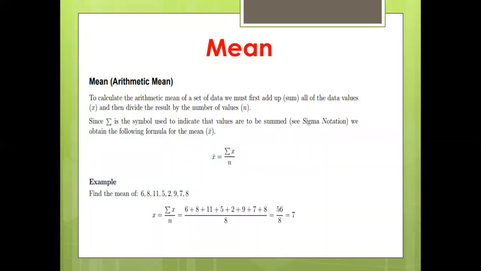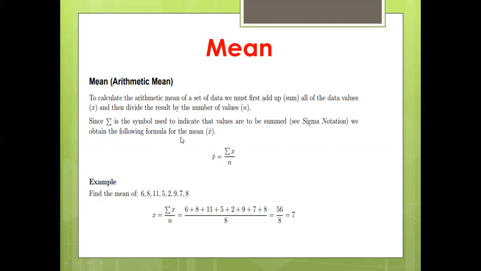First, arithmetic mean. Mean, mode and median are used for ungrouped data and for grouped data. What is ungrouped data? Ungrouped data is data which is as it is, and grouped data is about frequency. To calculate the arithmetic mean of a set of data, we must first add up all the data values, that is x, and then divide the result by the number of values, which is n. Adding of values is denoted by this symbol, summation, sigma.